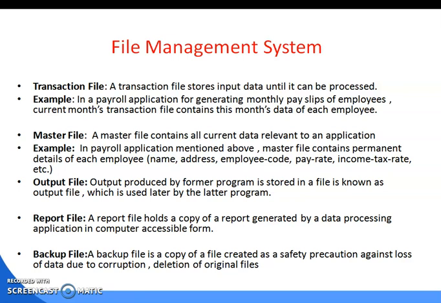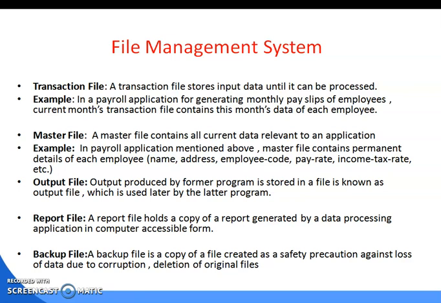Output produced by a former program is stored in a file known as an output file, which is used later by the later program. A report file holds a copy of a report generated by a data processing application in computer accessible form. Next is the backup file, a copy of a file created as a safety precaution against loss of data due to corruption or deletion of the original files.